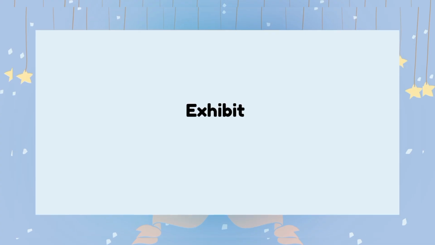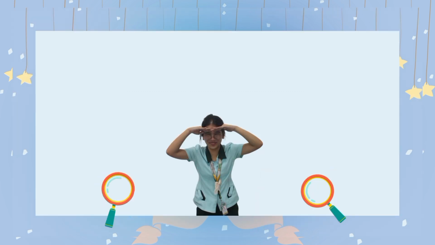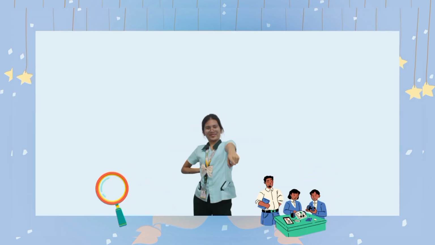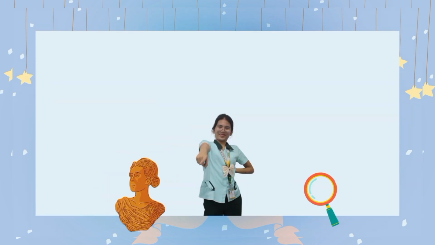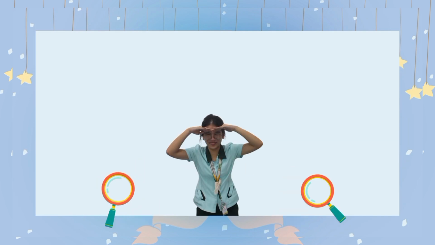Exhibit. Have you ever been in a math or science fair? A museum. These places are an example where an exhibit happens. Students can observe different types of displays that can imitate the real thing. Here, students can learn by watching and be amazed.